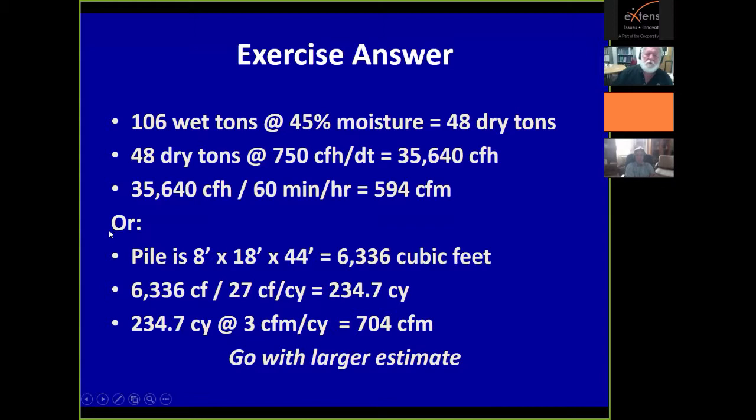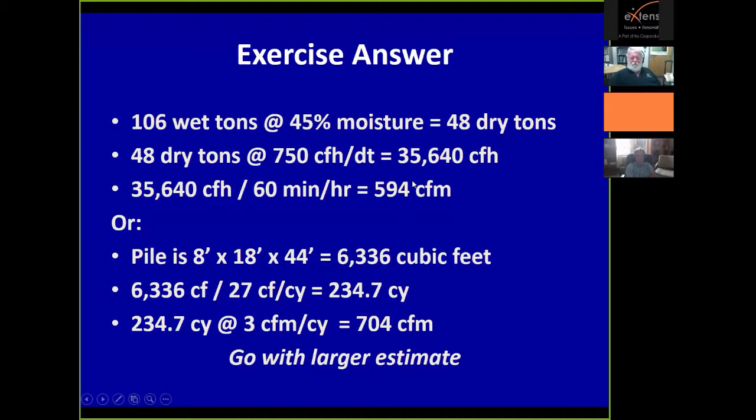Okay, the other way to solve this problem is using the technology vendor's approach of airflow per volume of pile. We have a pile that's 8 by 18 by 44, 6,336 cubic feet in the pile. As we all know, there's 27 cubic feet in a cubic yard, so we have 234.7 cubic yards in our pile. We're going to aerate that pile at the rate of 3 cubic feet per minute per cubic yard, or we'll need 704 cubic feet per minute.